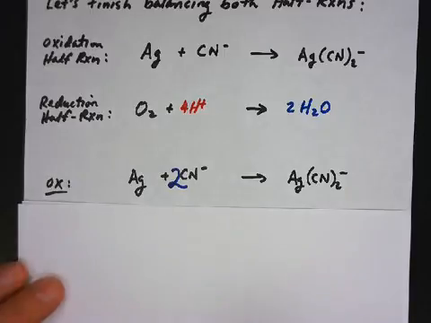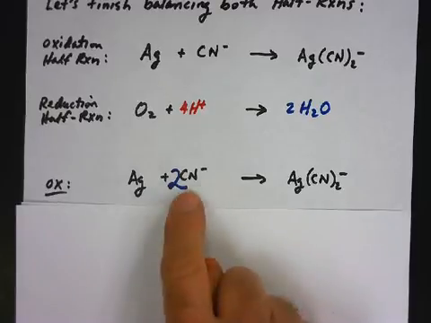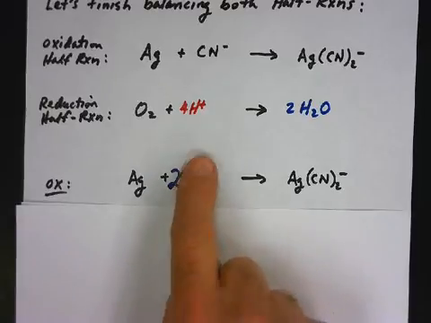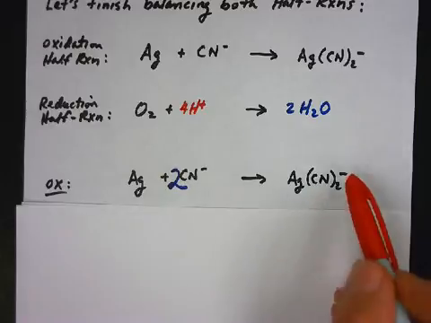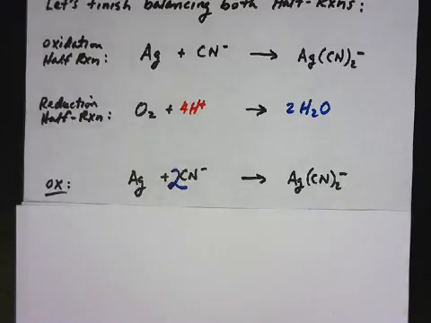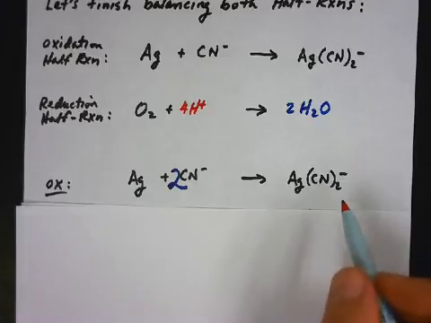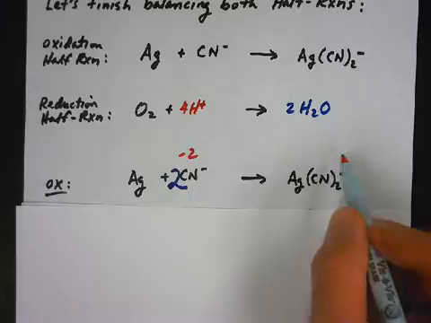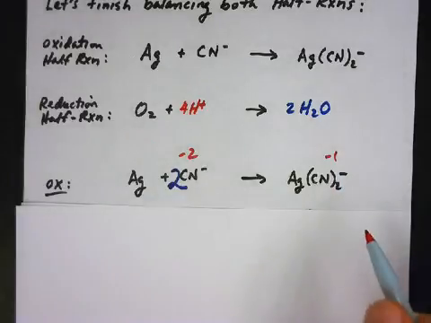Now what? Well, we can take a look at our charges. Okay, now we have 2 negatives on the left, right? It's a -2 over here, and there's only a -1 on the right. Remember, the charges have to balance as well as the elements. So in order to do that, the only thing we are allowed to add are electrons. It's -2 on the left, total of -1 so far on the right.